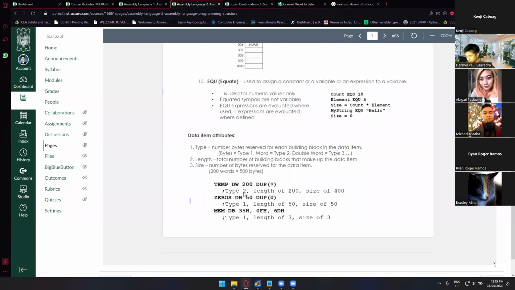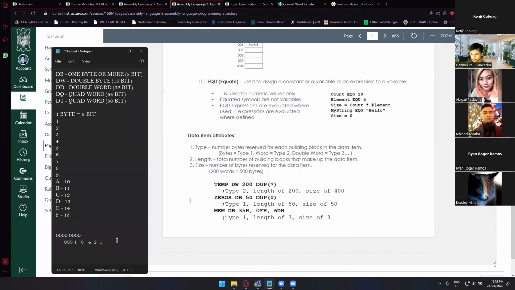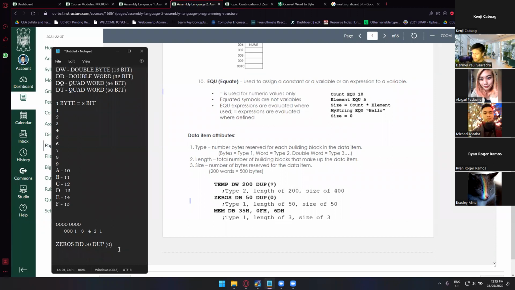So I do have a question. What if these are 0s DB 0? So what is the type of this one? What type is this statement or expression? Is it type 1, type 2, type 3, type 4, type 5?